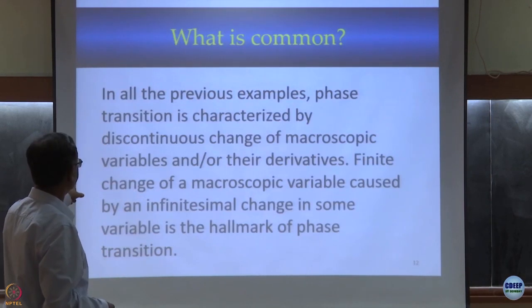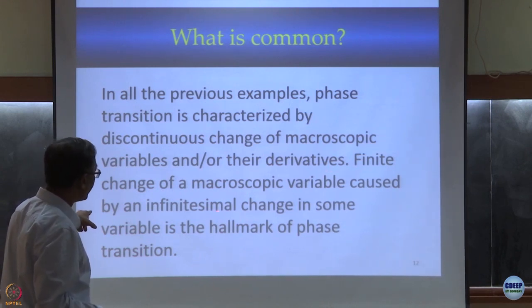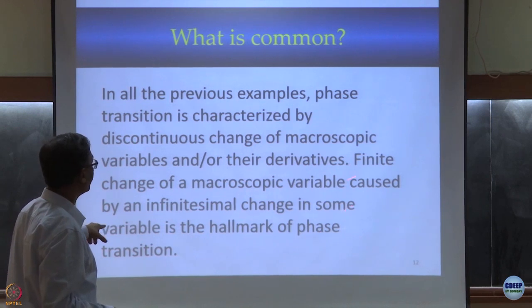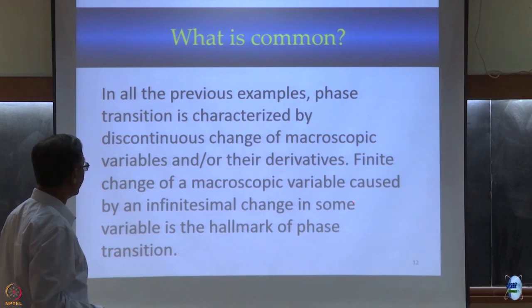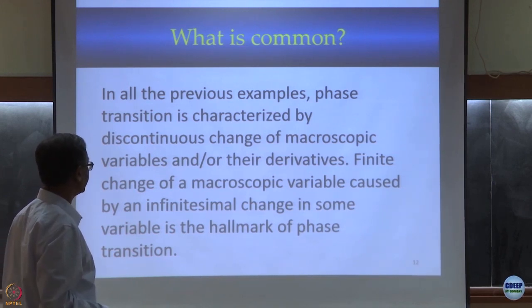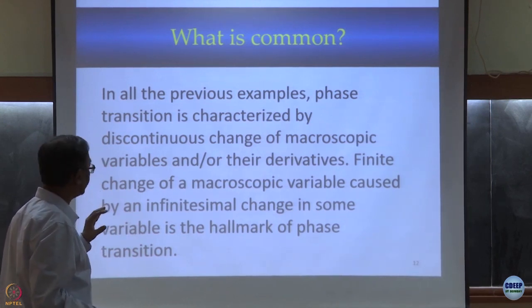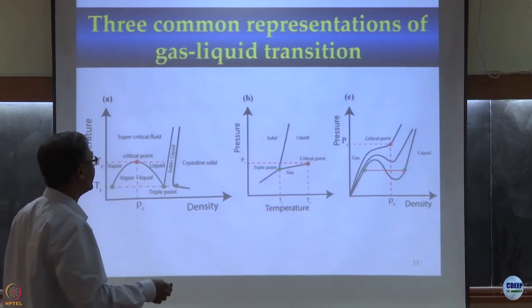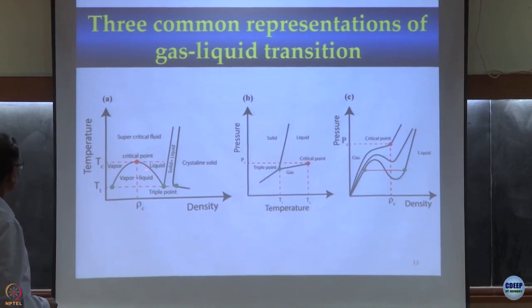As I said, there is a finite change of a macroscopic variable caused by an infinitesimal change. This is very important: an infinitesimal change in a variable causing a macroscopic change is the hallmark of a phase transition. That is the uniqueness and the beauty of the phase transition. This is the famous temperature-density plane. This is the vapor, this is the liquid, this is the critical point, and this is the coexistence. All across coexistence, we get a phase transition.